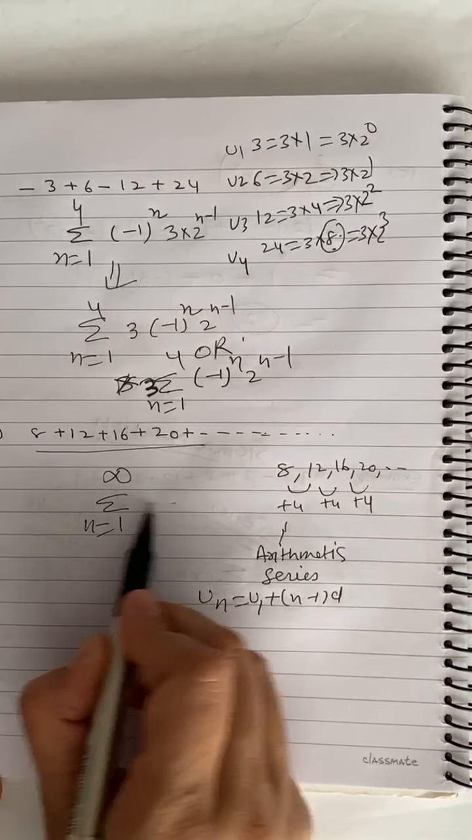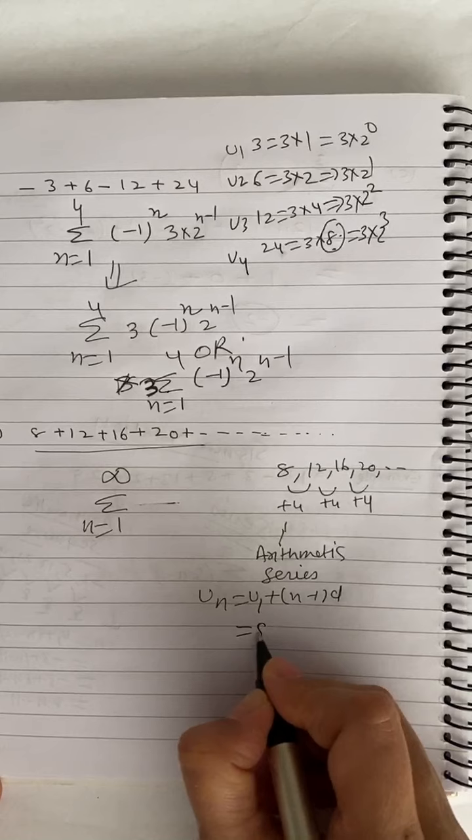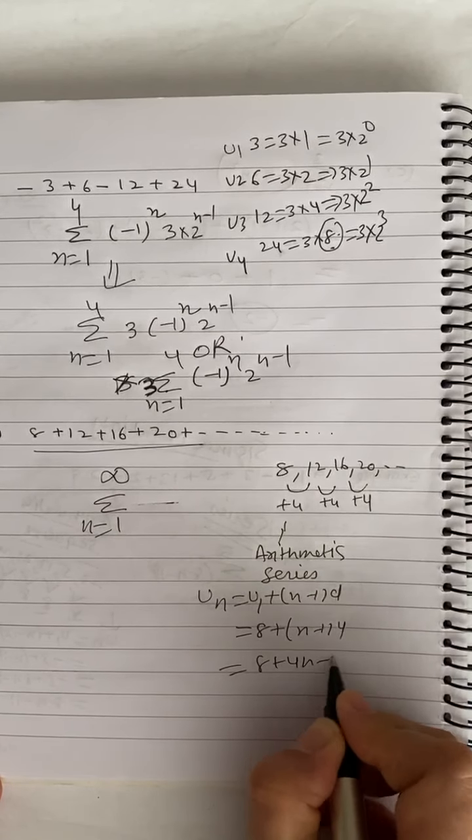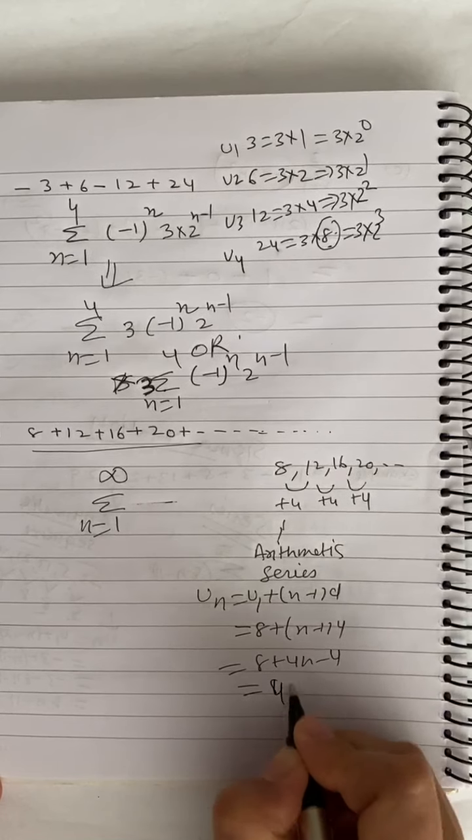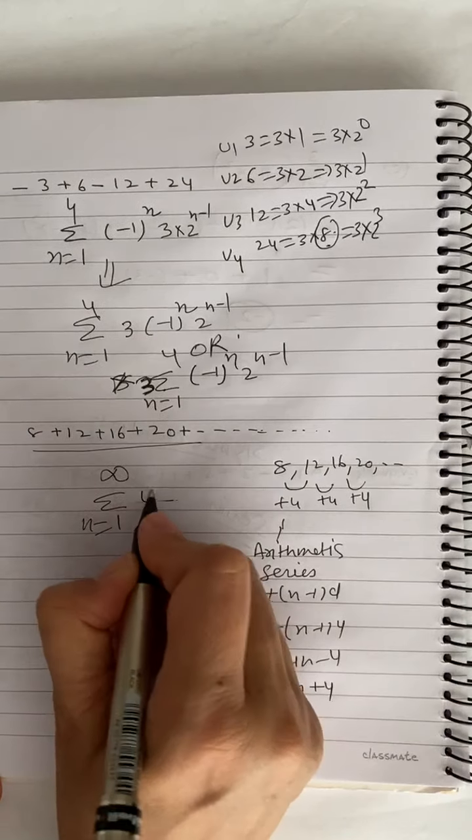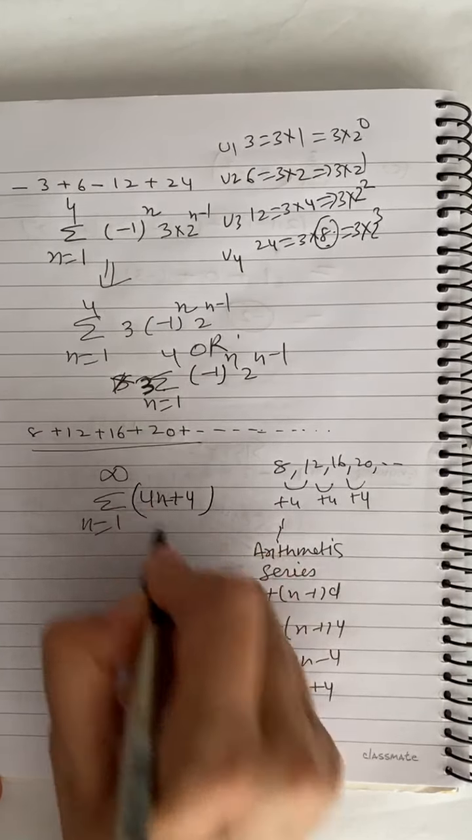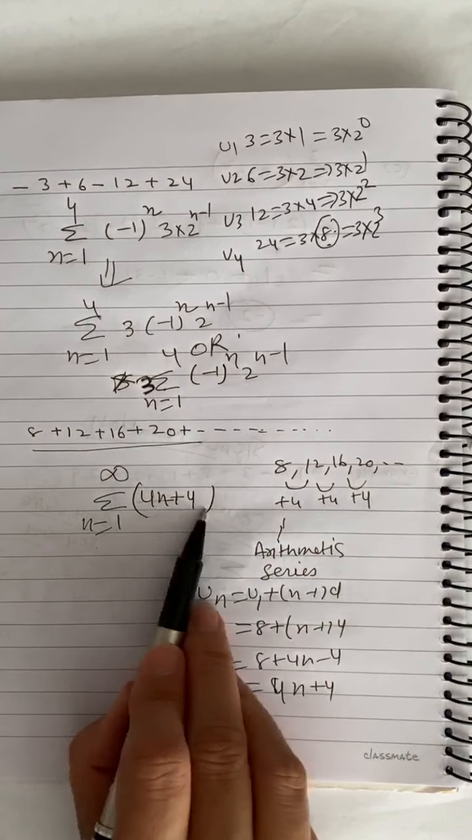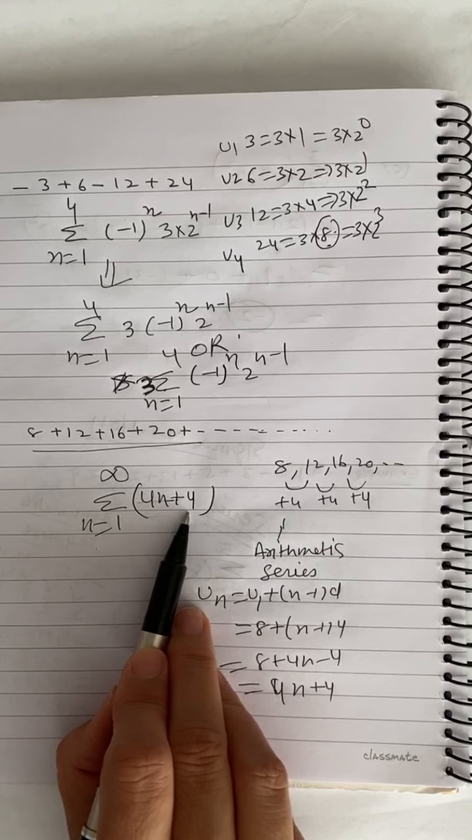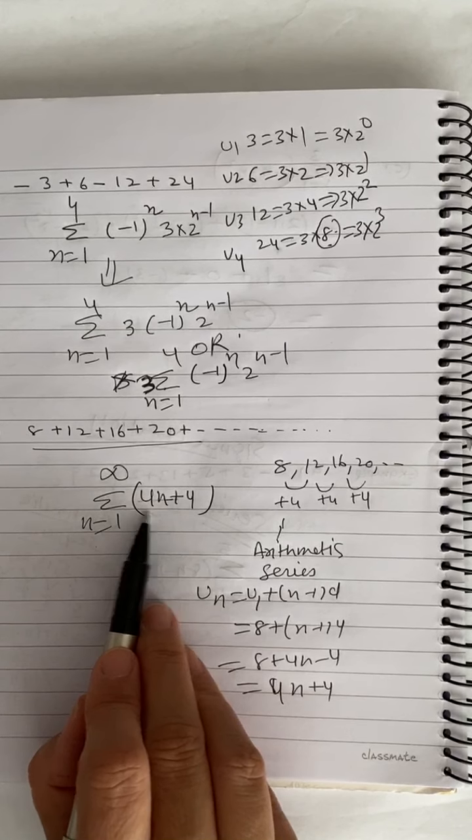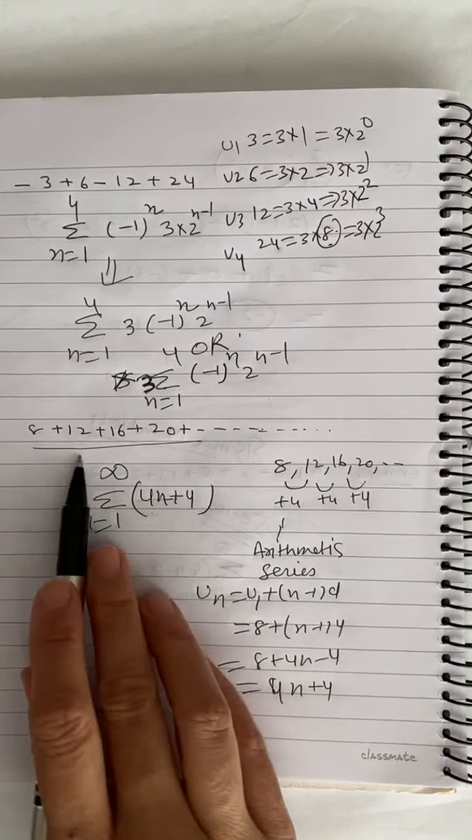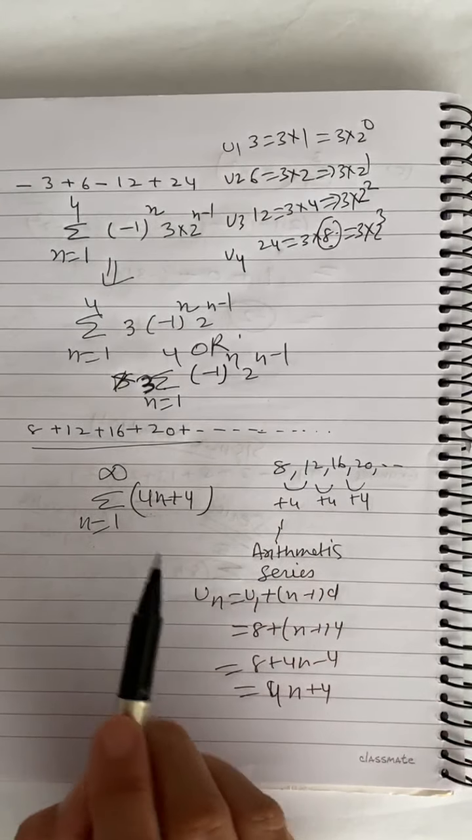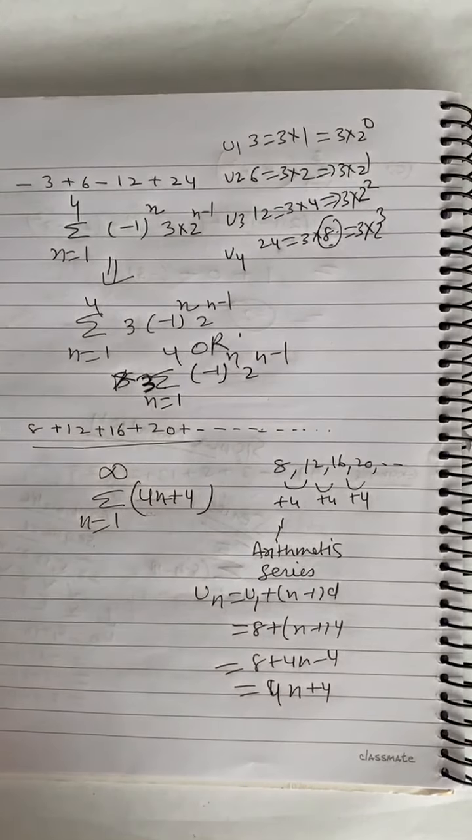So you need a rule here. And u1 in this case is 8, n minus 1 into 4. And when you open it, this is 4n plus 4. So you get 4n plus 4. I will highly recommend you to use the bracket here, so that you know that when you substitute n is equal to 1, then you have 4 plus 4, which is 8. And when n is 2, you get 4 into 2 is 8 plus 4, 12, and so on. But it's an infinite series.